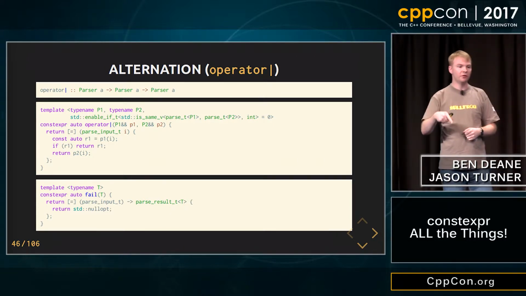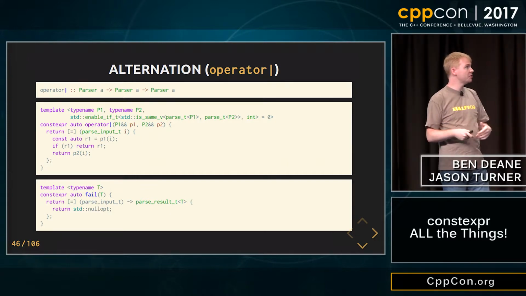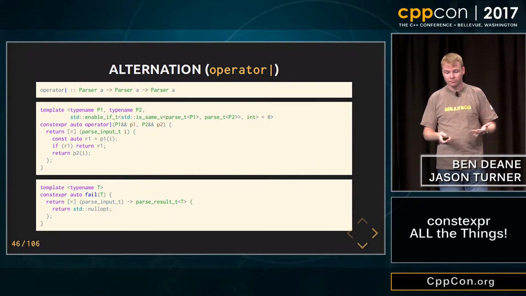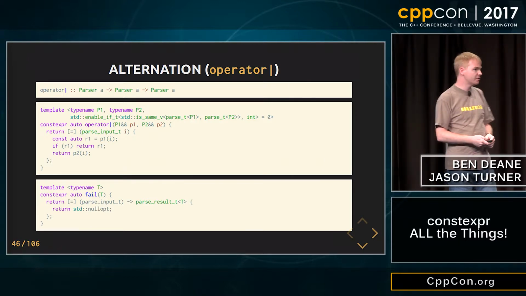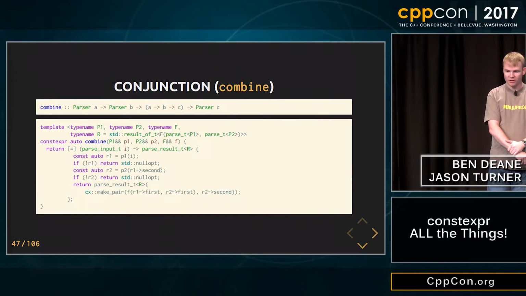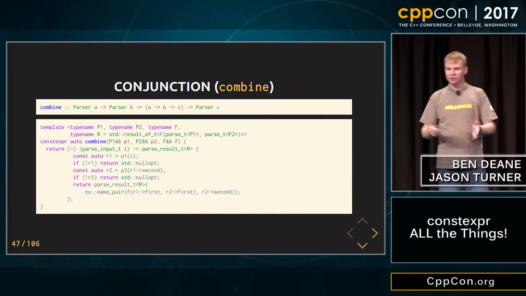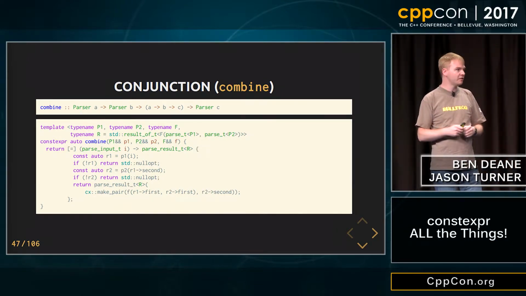And the thing at the bottom here is just a useful thing for building up combinators, which is the parser that always fails. So you can make it be of whatever type you need, right? It's just going to always fail and return null op. That turns out to be useful in some cases. So that was alternation.